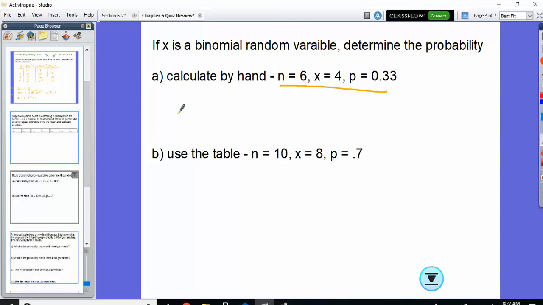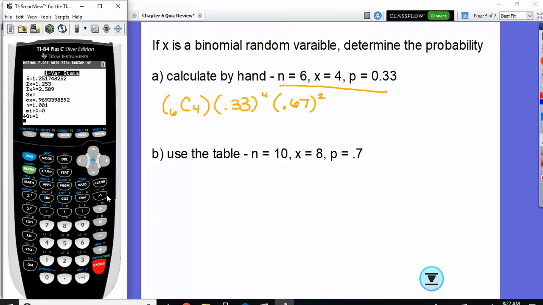So here I gave you, not even a scenario, I just gave you the variables. If you're looking on your formula sheet, you don't have to memorize the formula. It's right there, binomial probability distribution. n choose x, so 6 choose 4. p, so 0.33 to the x, so to the 4th. 1 minus p, so 1 minus 0.33 would be 0.67 to the n minus x. 6 minus 4 is 2. Does everybody know where I got those numbers from? It's just plugging into our formula.